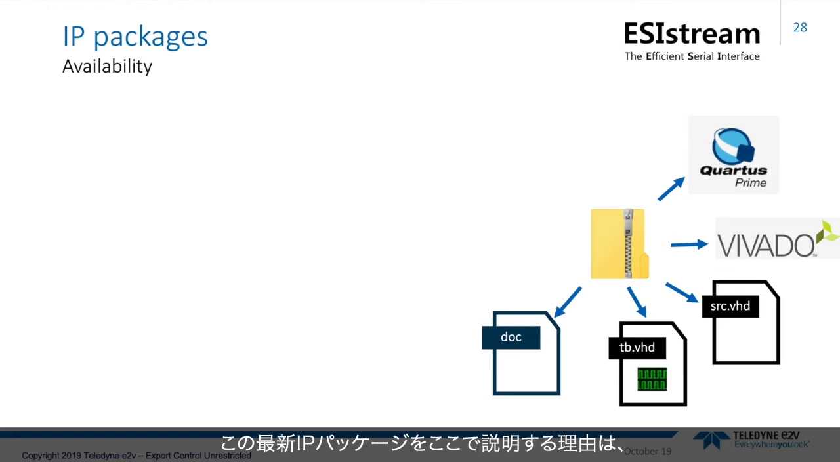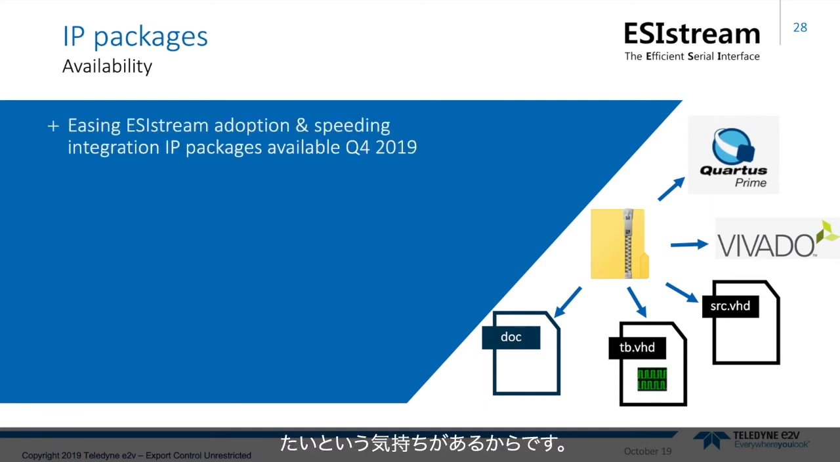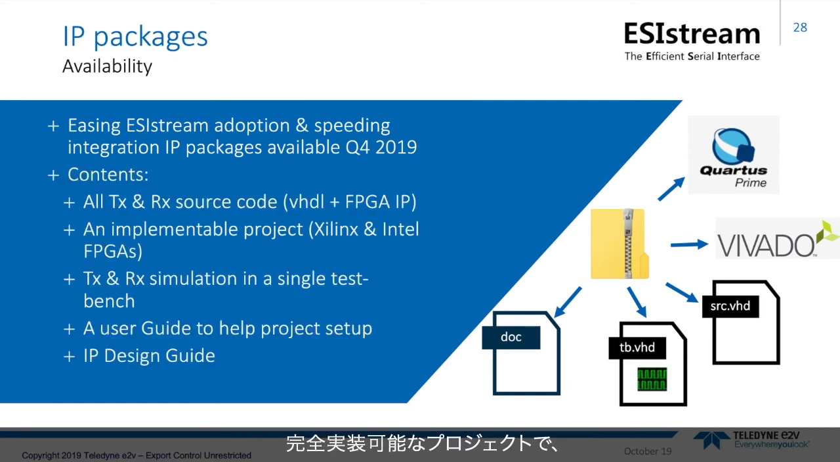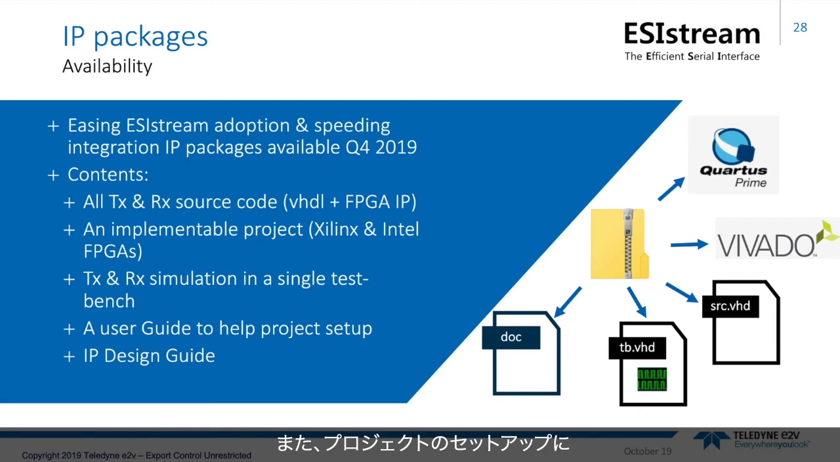Why are we announcing these new IP packages today? Well, the simple answer is our desire is to make selecting ESIstream a natural choice and to remove any friction from the selection process. The IP packages will include all the source code for both ends of the link, so that's transmit and receive. A fully implementable project supporting both Xilinx and Intel FPGAs will be available. Furthermore, the packages include detailed single test bench simulations for both the transmit and receive. In addition, design notes and a user guide to help set up a project are also available. We really want to make the ESIstream discovery process as comprehensive and satisfying as possible.